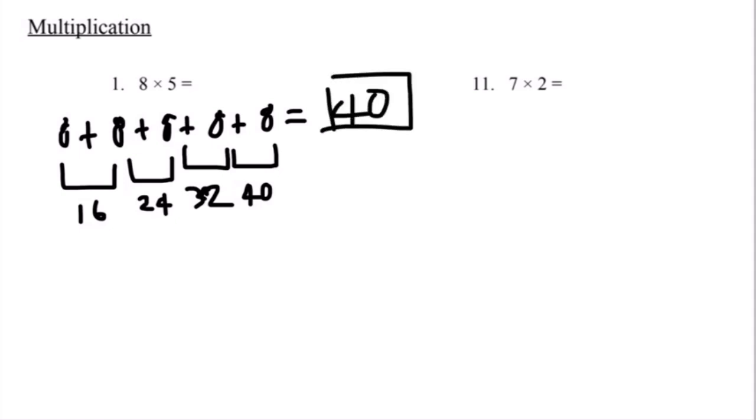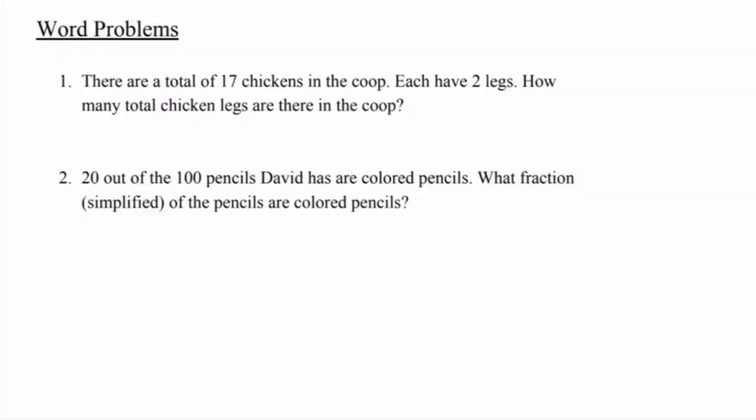Let's try out number 11. 7 times 2. 7 times 2 can also be referred to as 7 added to each other 2 times. Let's try it out. 7 plus 7. We have 2 7s. We add them together, and we should get 14. 7 plus 7, or 7 times 2, should equal 14.